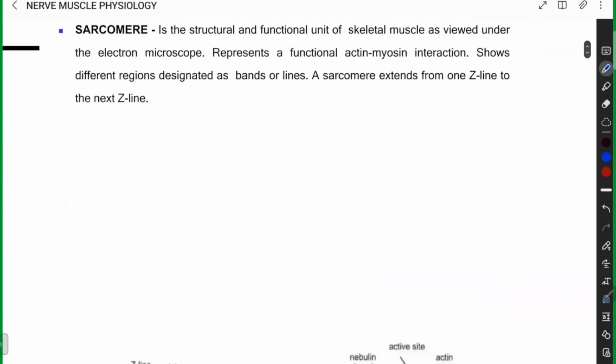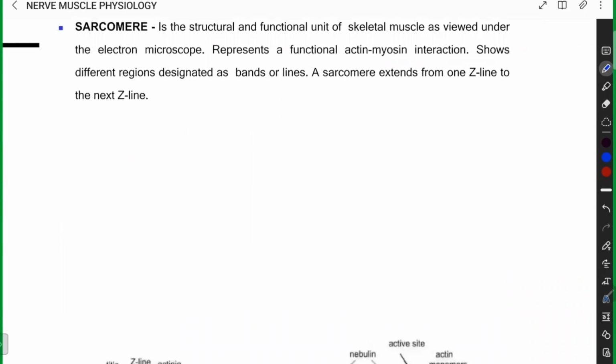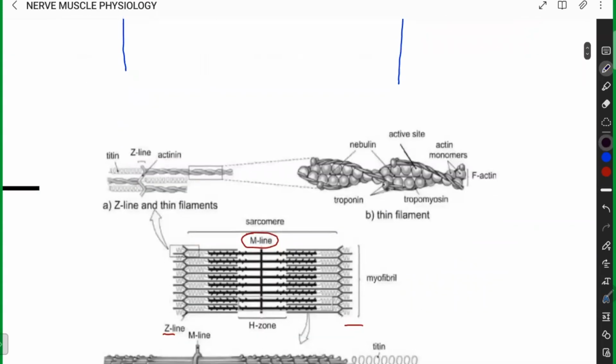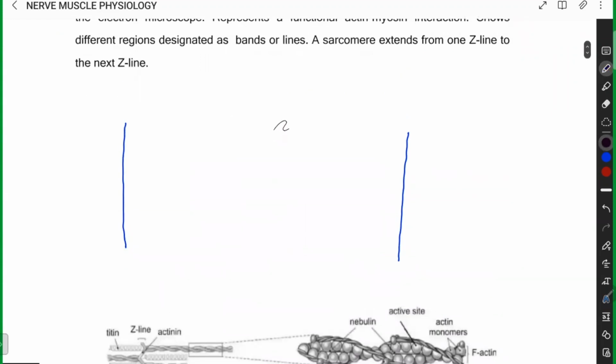You can just draw along with me. So what happens is a sarcomere is going to be consisting of two Z lines. So I'm going to draw two Z lines. So these are going to be your Z lines. And between these two Z lines of the skeletal sarcomere, there is going to be another line that you call the M line.